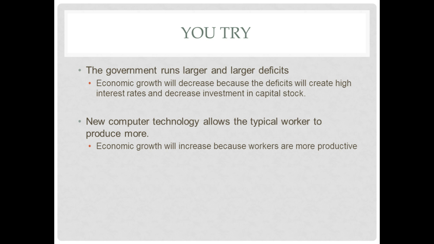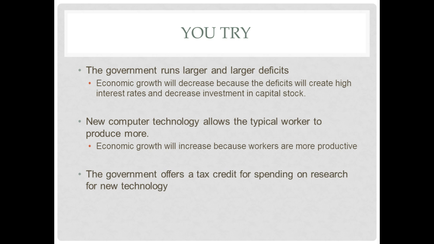All right, lastly, let's try one more yourself. The government offers a tax credit for spending on research and new technology. Pause the recording here and try it for yourself. Okay, now a tax credit, remember, is sort of like a gift from the government for doing something specific. In this case, the government, for some reason, wants us to spend more on research and new technology. Well, obviously, if the government is giving us a credit or a gift for doing that, people are going to do more of that.